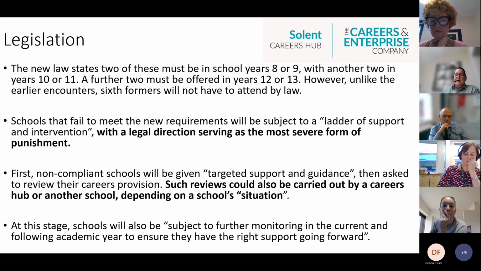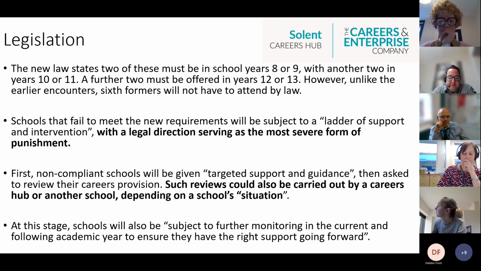So the review aspect about how you're adhering to this is one of the areas that we don't have a great deal of detail on. We do expect that careers hubs or schools where there are close working relationships will be able to do that checks and balance. But when we get more information on that, we will pass that across. At this stage, schools will also be subject to further monitoring in the current and following academic year to ensure they have the right support going forwards.